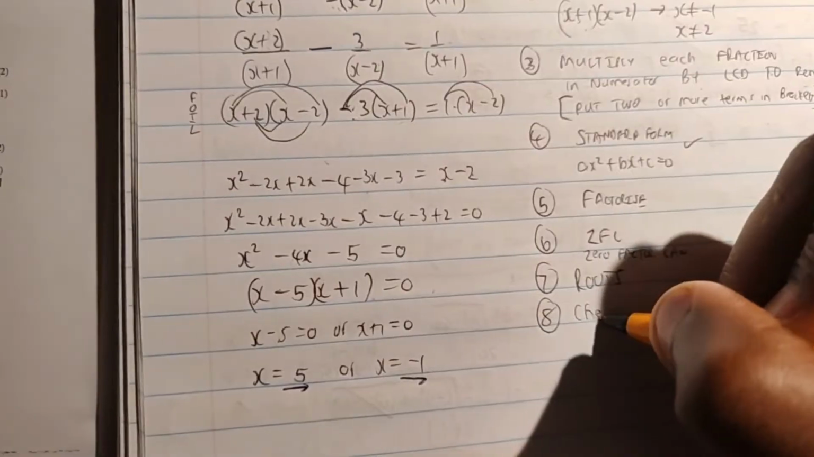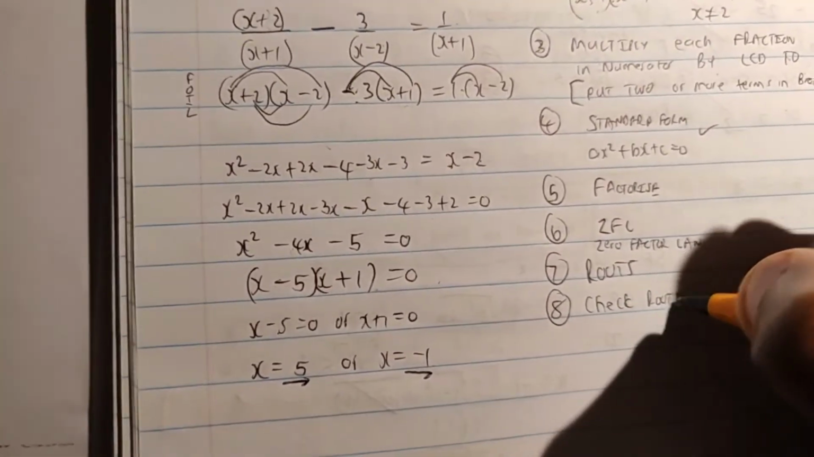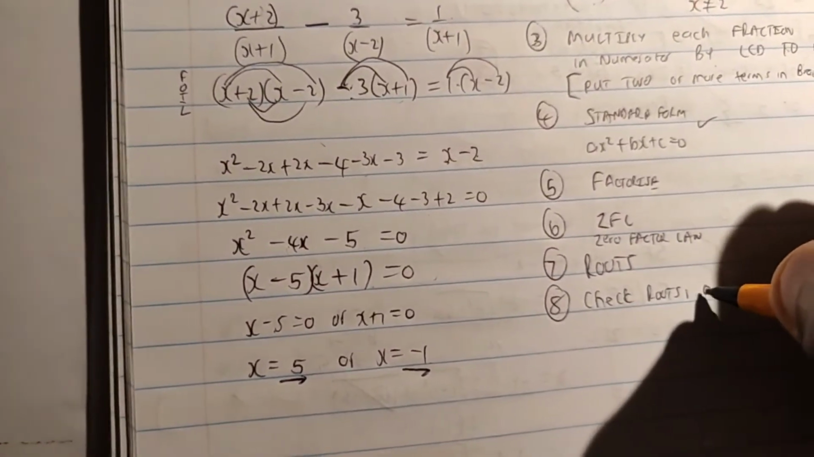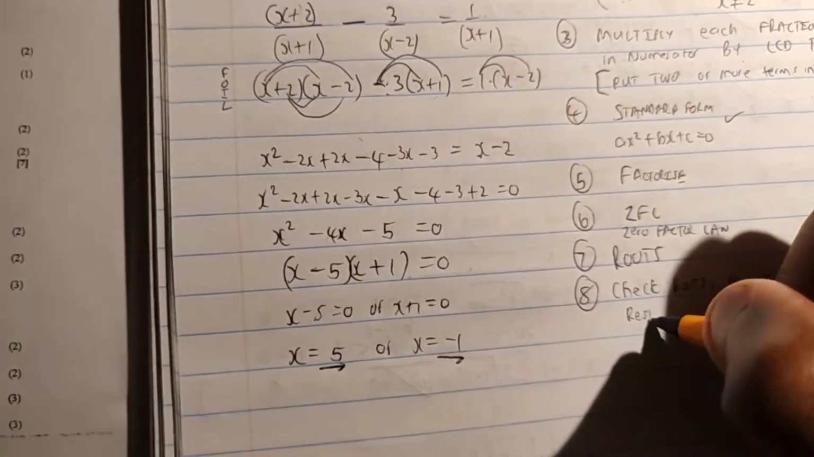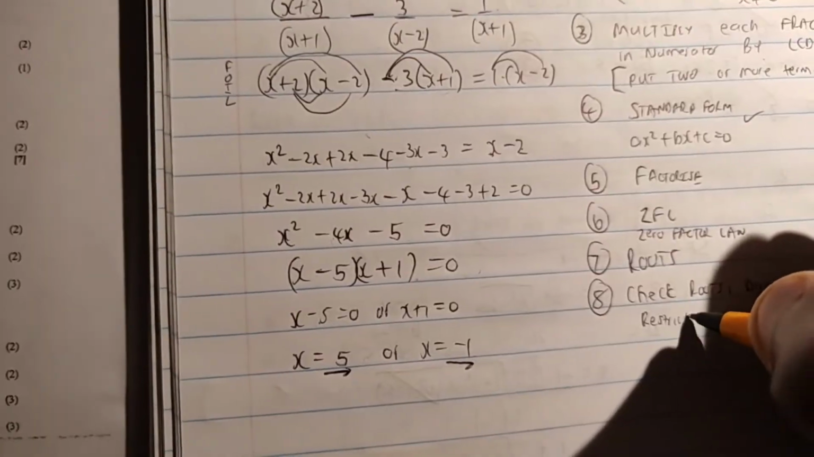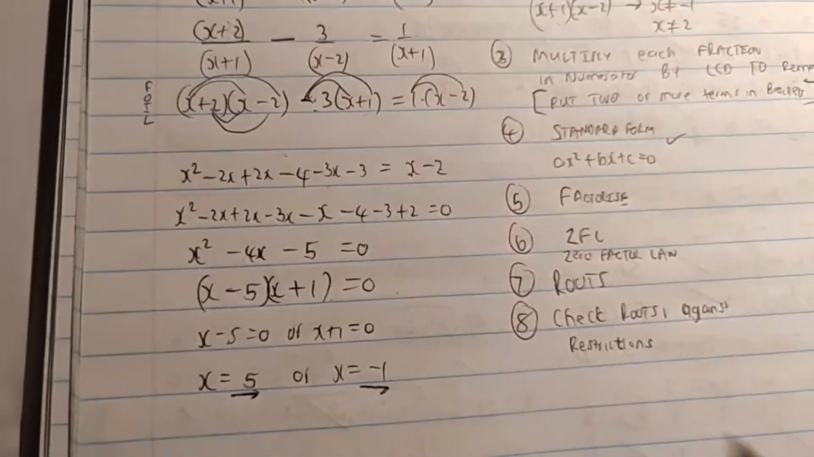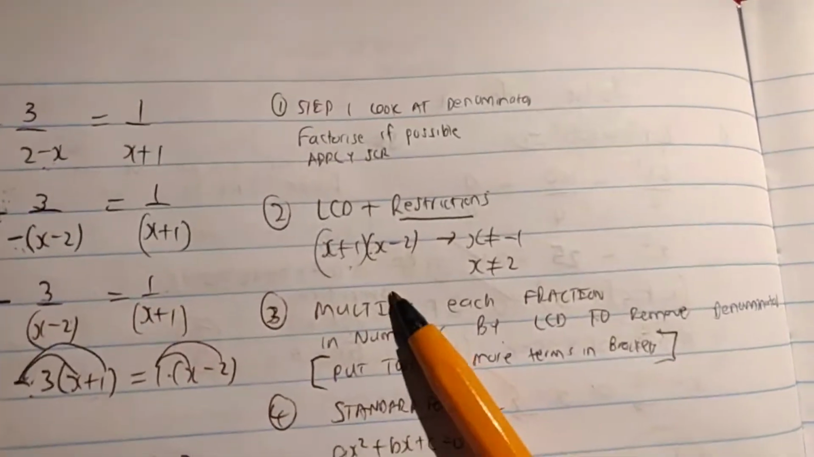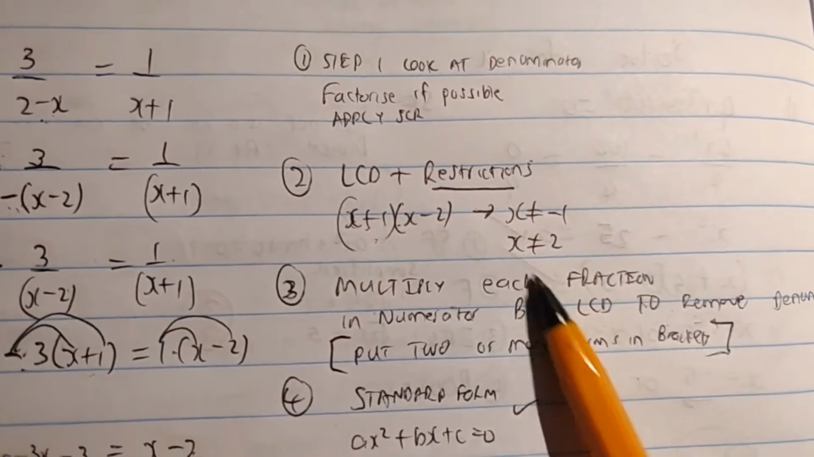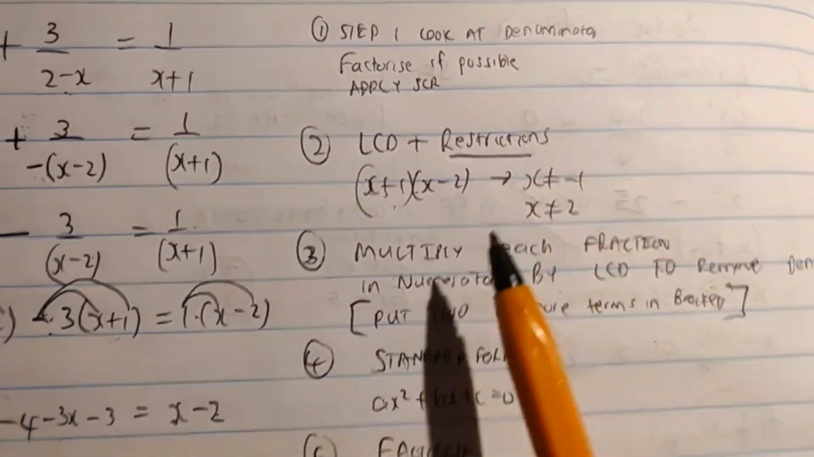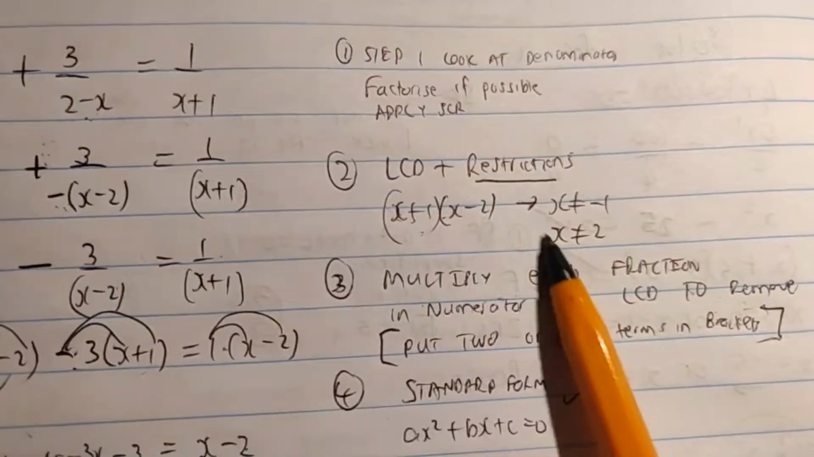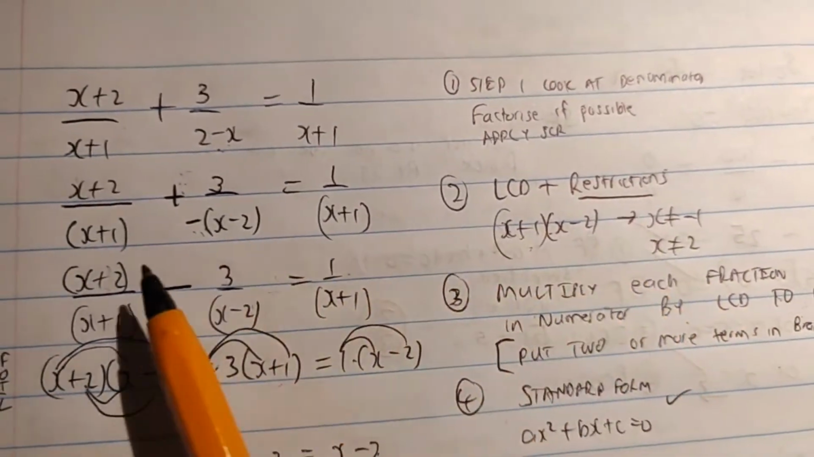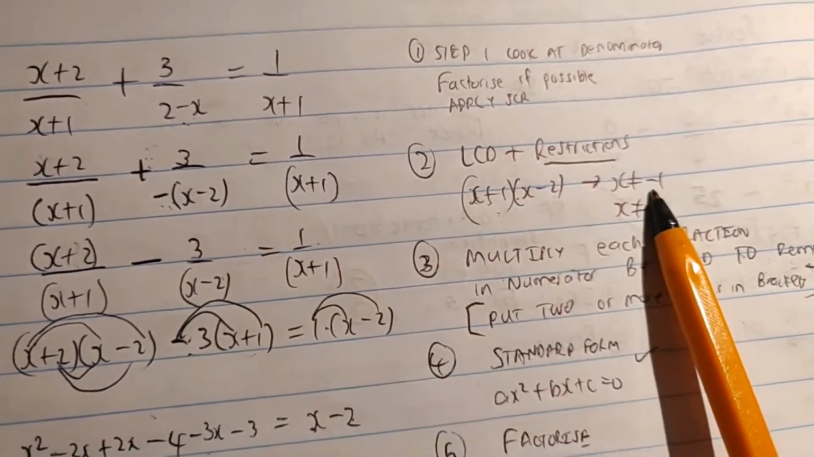Step 8. Check your roots against the restriction. So that's why the restrictions are important. We are going to check our roots against the restriction. So if we go and we check, where is our roots? There are our roots. Against the restriction, x cannot be negative 1 and x cannot be 2. Why are we avoiding this? Because we are trying to avoid having 0 in the denominator.